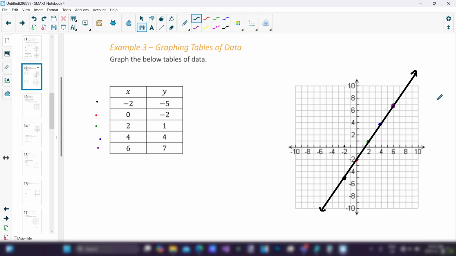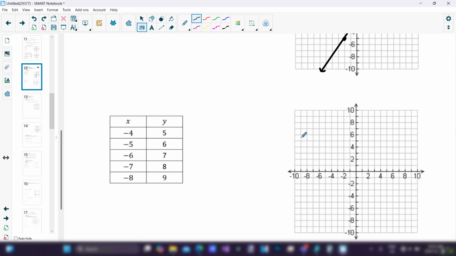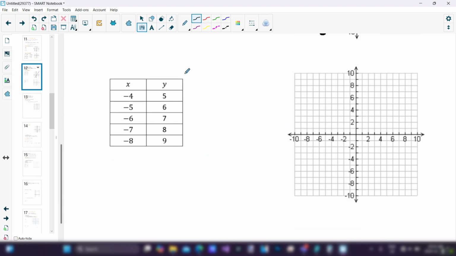So for now, it's a good idea to get into the habit of connecting those dots with a line. If you don't have a ruler, that's okay. Just draw a straight line as best as you can. You guys can go ahead and do this one. It's the exact same. I'll do it myself, but I'm going to shut up and you guys can just do it yourselves.